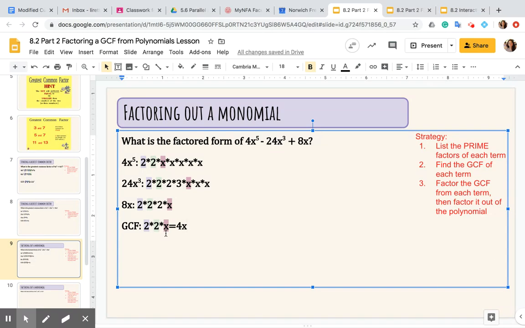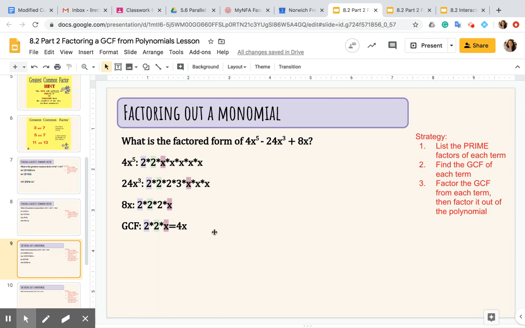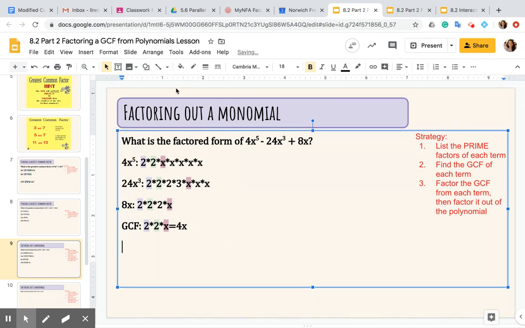That's my GCF. So far, all I've done is what I did in these previous slides, where I found the greatest common factor. Here's where factoring actually happens. You're going to take that greatest common factor and put it outside of a set of parentheses. What goes in the parentheses is what you're left with when you divide each of these terms by the greatest common factor. So if I divide 4x to the power 5 by 4x, let's do it piece by piece.